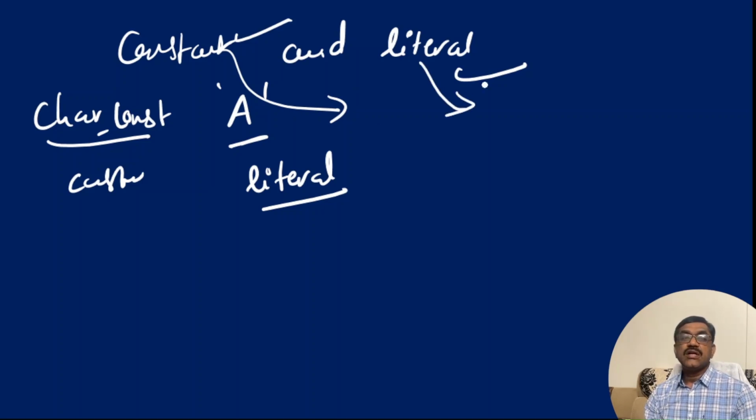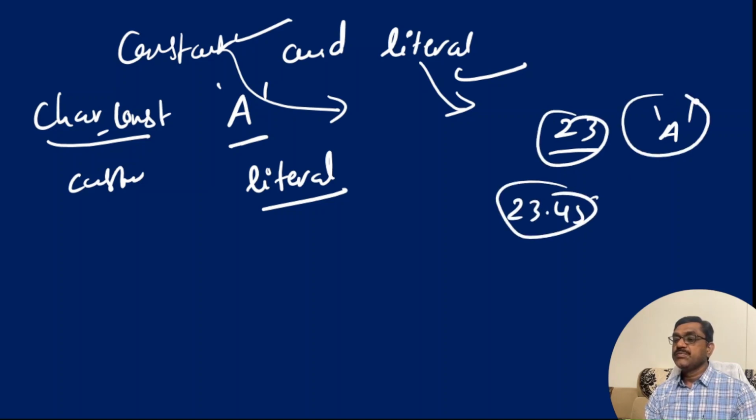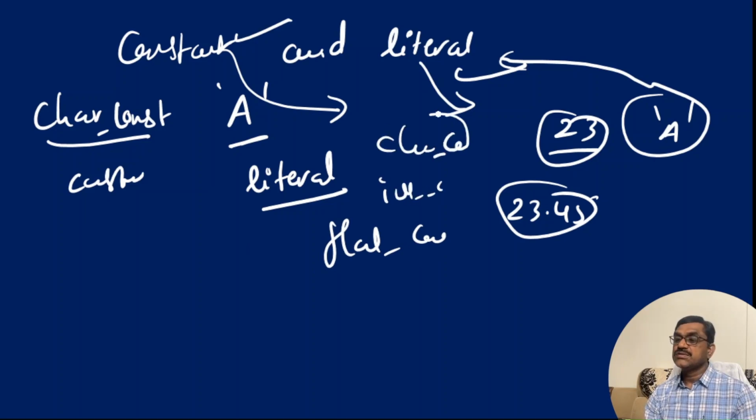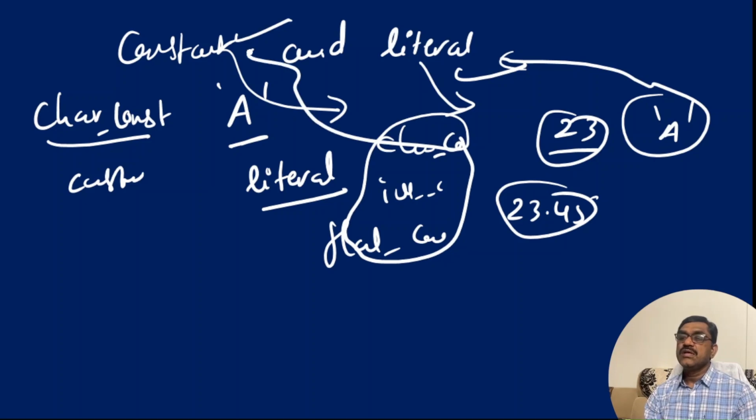What is a literal? A literal is not a variable, it is only the value. So 23, or single quotes A, or 23.45. These values represent literals, whereas variables like float_constant, integer_constant, or character_constant represent the constants. The main difference is that a constant is a variable, whereas a literal is the value. This is the difference between constant and literal.